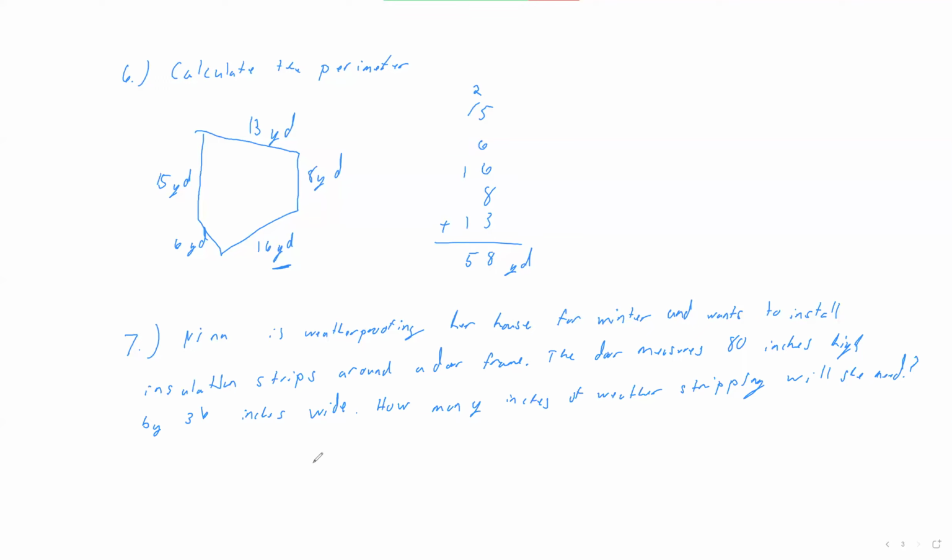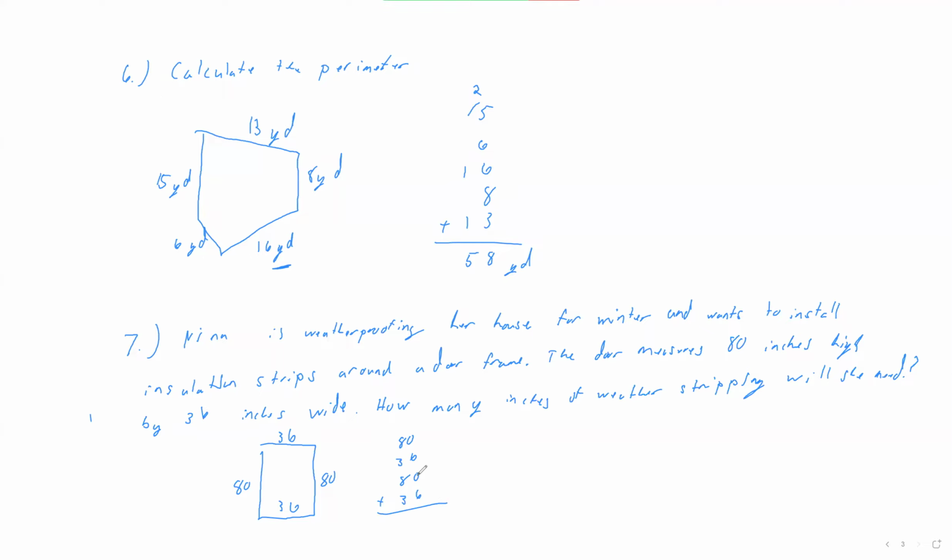So in this situation, it's best to draw it out. So here's a door frame. And she said that she is weatherproofing her house for winter and wants to install insulation strips around a door frame. The door measures 80 inches high by 36 inches wide. And it's just simply going to ask you, how much do you need? Well, what you need to know with the door, if this side is 80, this side is 80, and if this side is 36 inches wide, this will be 36 inches wide. Now you know all the sides, so now you're calculating the perimeter. So this becomes 80 plus 36 plus 80 plus 36.